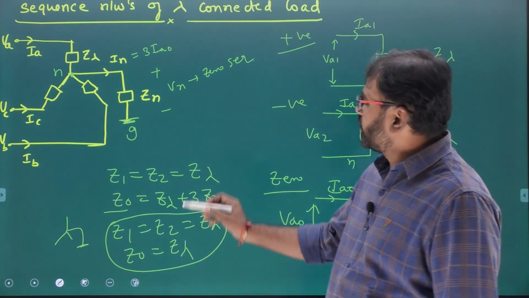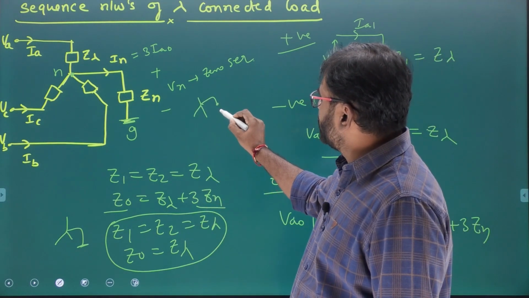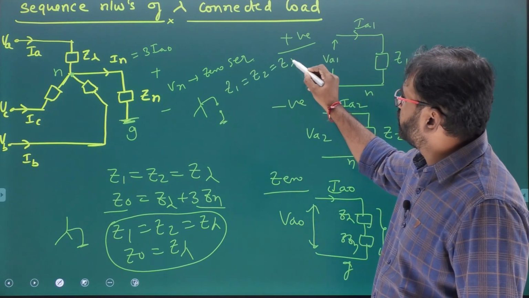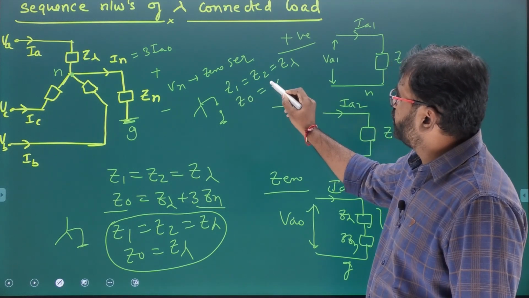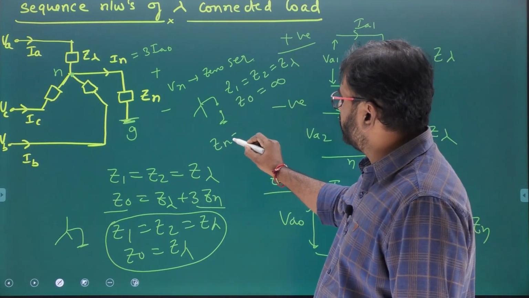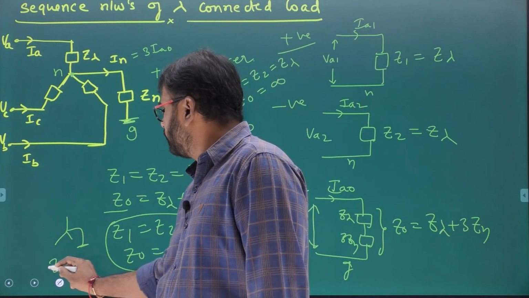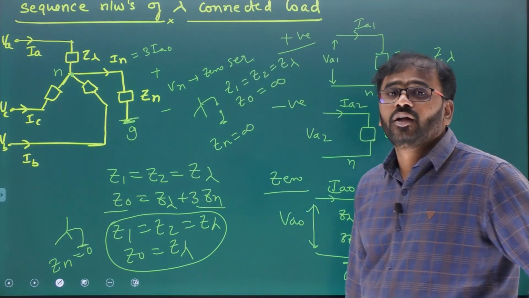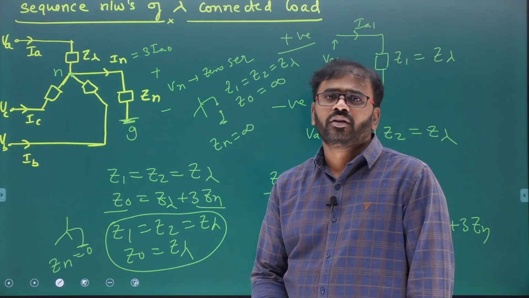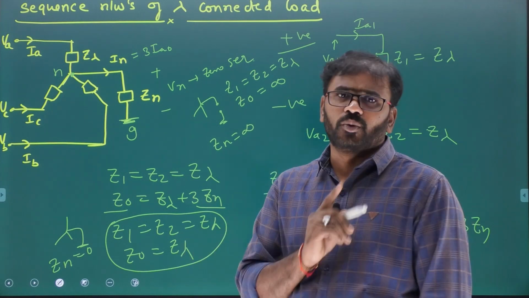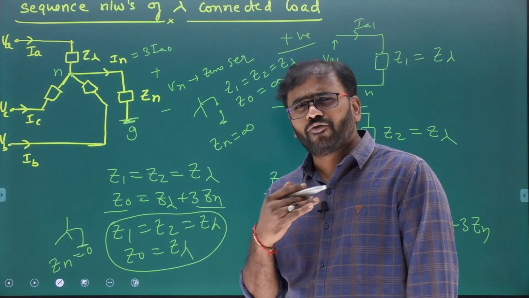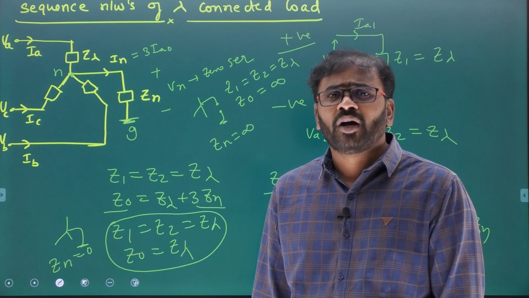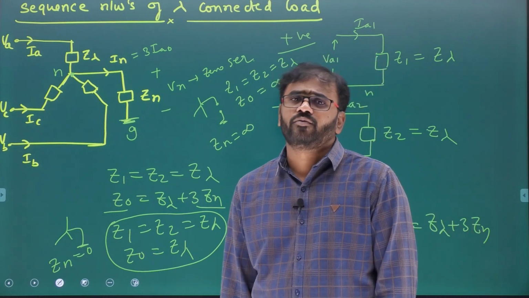Suppose the neutral is ungrounded. What about Z1, Z2? That is equal to Z star only. But what about Z0? Infinity. Why? Because Zn is infinity. But in the solidly grounded case, Zn is 0. That's why you must be careful with the neutral grounding information for the zero sequence equivalent circuit. This is true for every equipment of the power system. When you are drawing the zero sequence equivalent circuit, you must see the neutral grounding information.